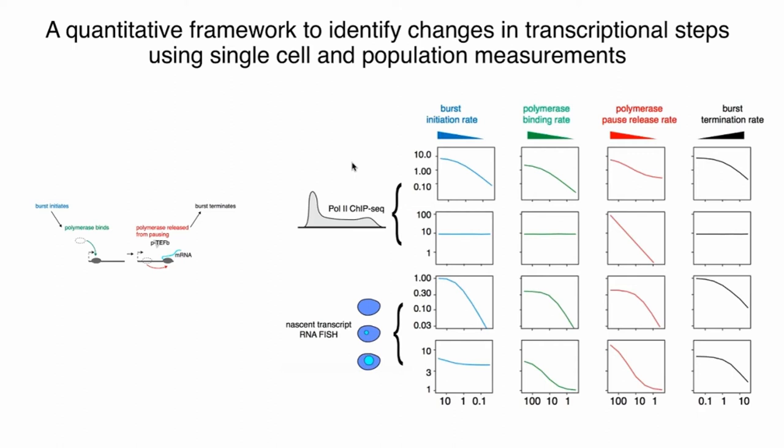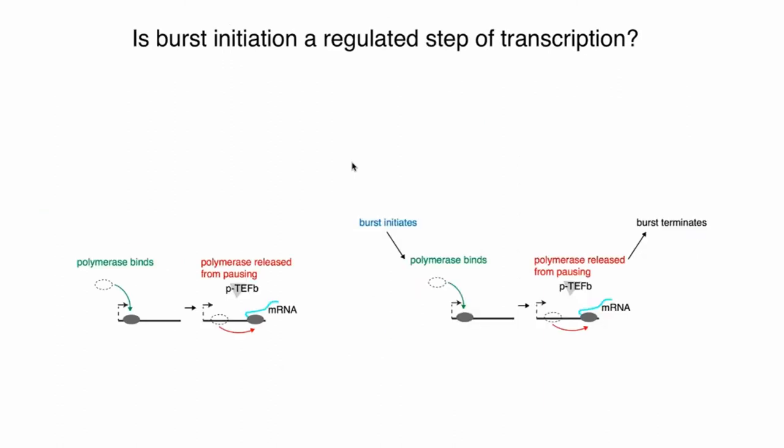So constructing this model this way and running these simulations gave us a number of powerful predictions about how to understand transcriptional regulation that I'm going to go ahead and test. So the first question we wanted to answer again is, is burst initiation a regulated step, or can we stick with this simpler model with only two steps?